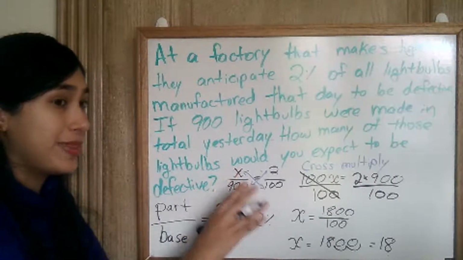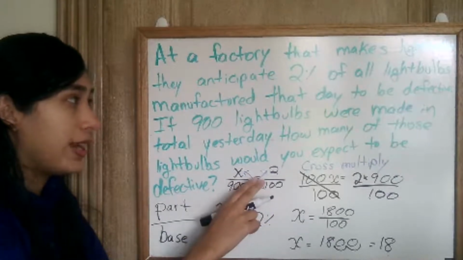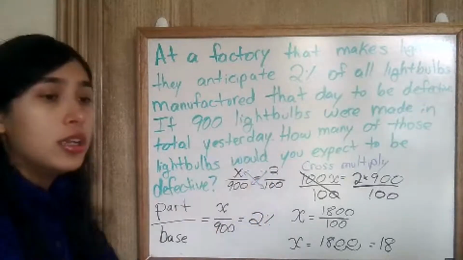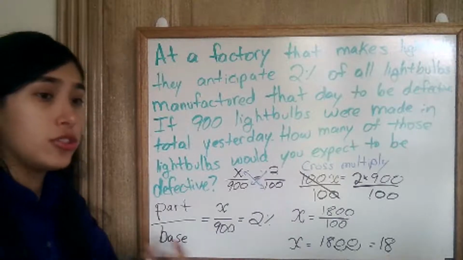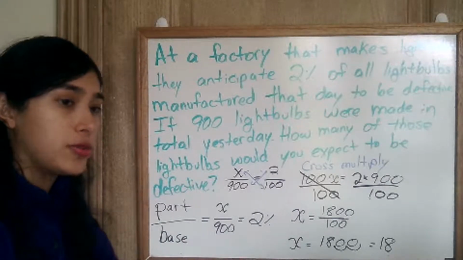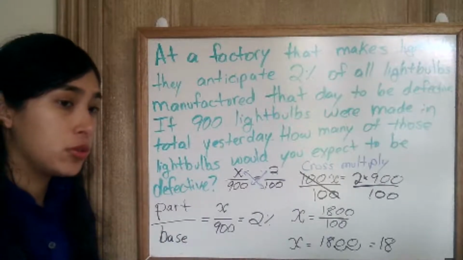A 2% error rate, as what we're seeing here, is not so bad. Now, if it was a much larger number, it could cause problems for the company. They might be losing more money.